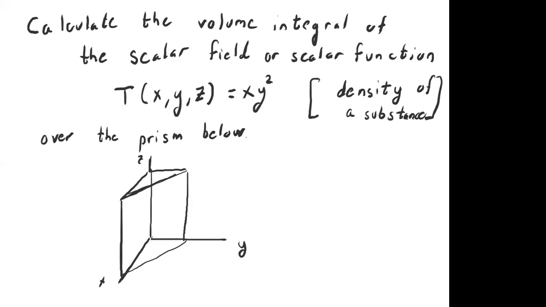Now, here at this point, x will be 1. So this is how I'm defining this prism. At this point, y will be 1. And at this point, z will be 3. And again, let's not forget our ubiquitous set of unit vectors in 3-dimensional Cartesian coordinates.